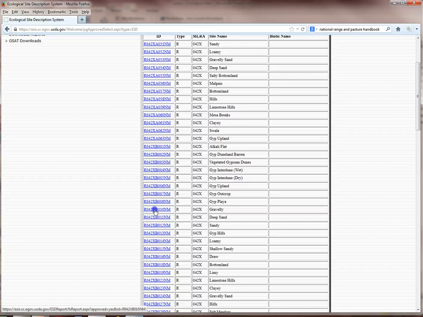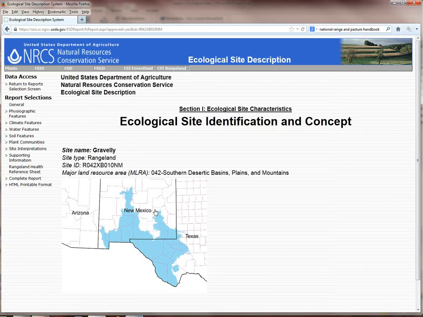Now I'm going to select the gravelly site because that is one that we identified when we used the Web Soil Survey to look at soils in order to help us determine what the ecological sites were on a particular management unit that we were interested in. And by clicking on that, it brings me to this main page for the ecological site description. You can access different components one at a time, or you can request the complete report. And I'm going to do that now. It just takes a minute.